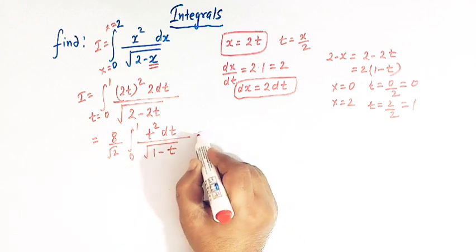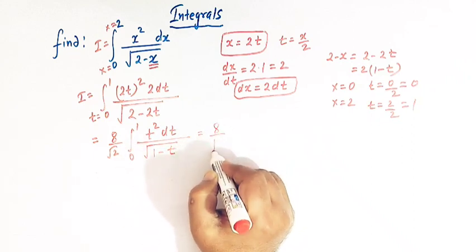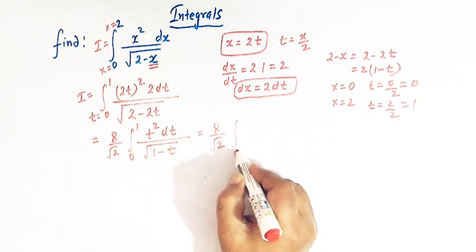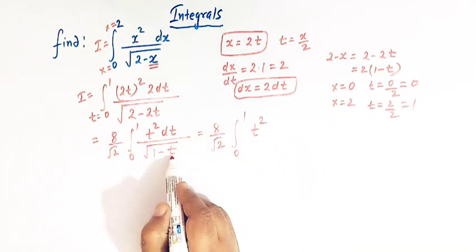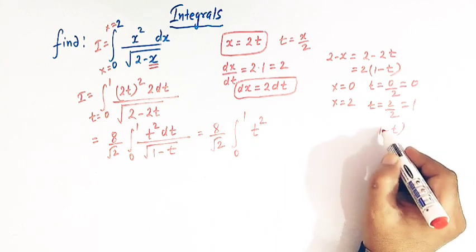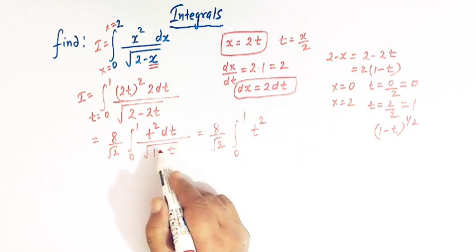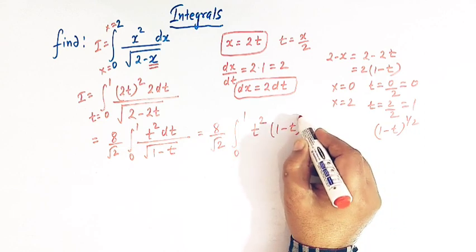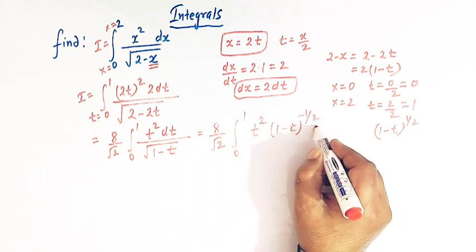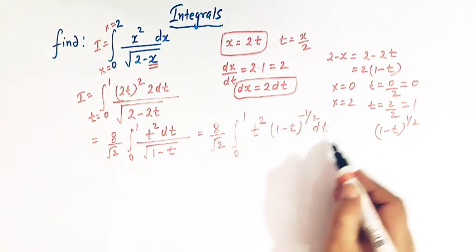Okay, so now we can rewrite this integral as 8 over square root of 2, 0 to 1. We have t square, and square root of 1 minus t can be written as 1 minus t raised to half, and taking this denominator to the numerator, we have 1 minus t raised to negative half, right? And here we have simply dt. So now we have this integral, right?